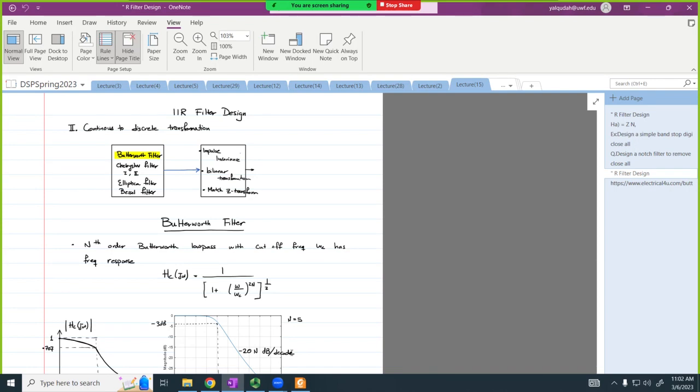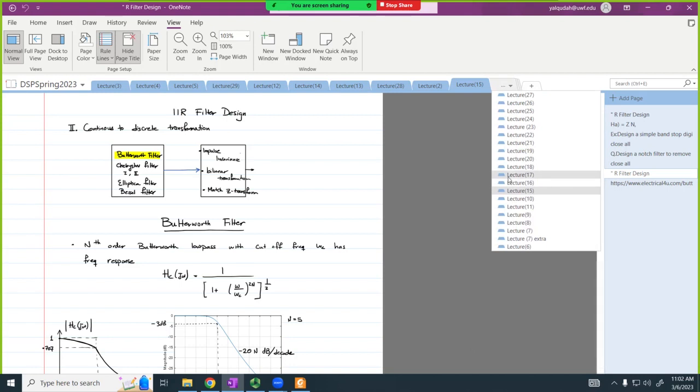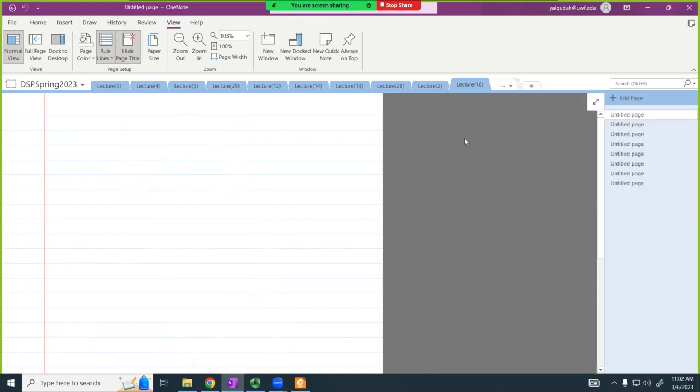We're going to be reviewing the Butterworth and the Chebyshev filters, and after we review them, we'll see how we can take them from the continuous time domain and transform them to the discrete time domain. Okay. So we're going to start with our Butterworth filter.